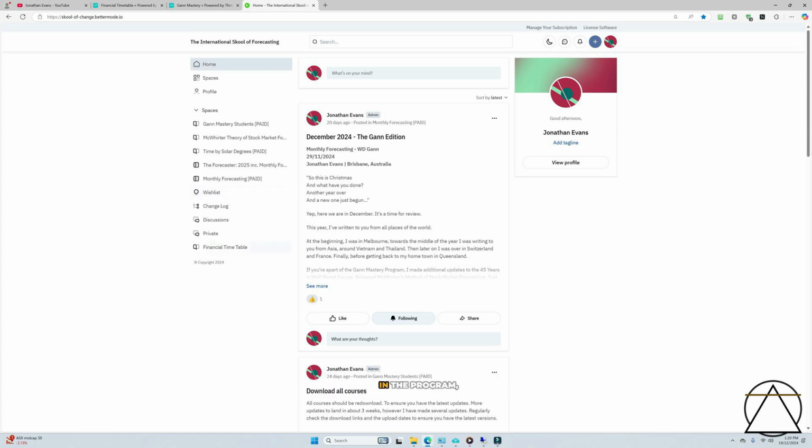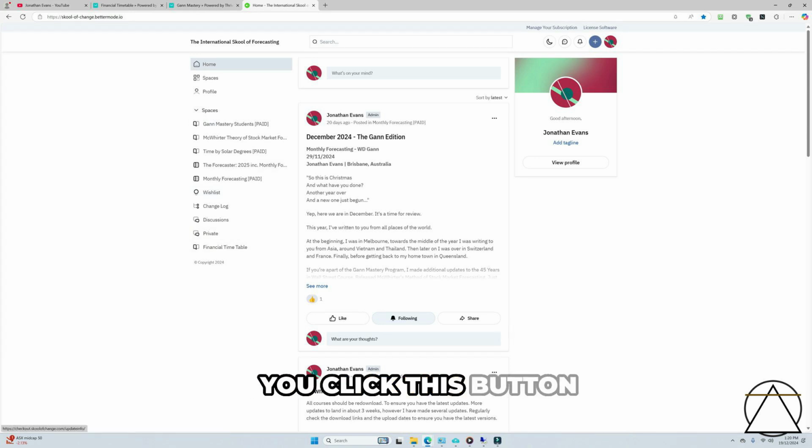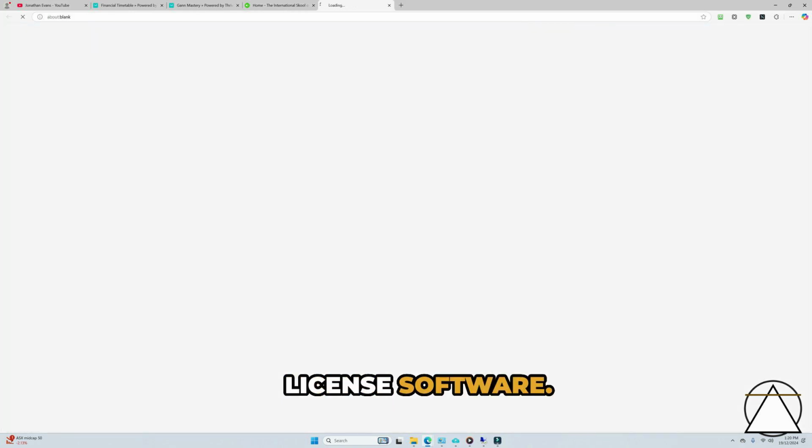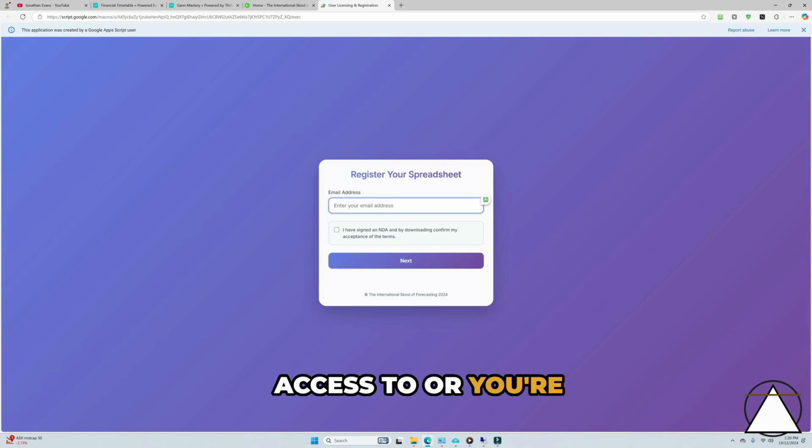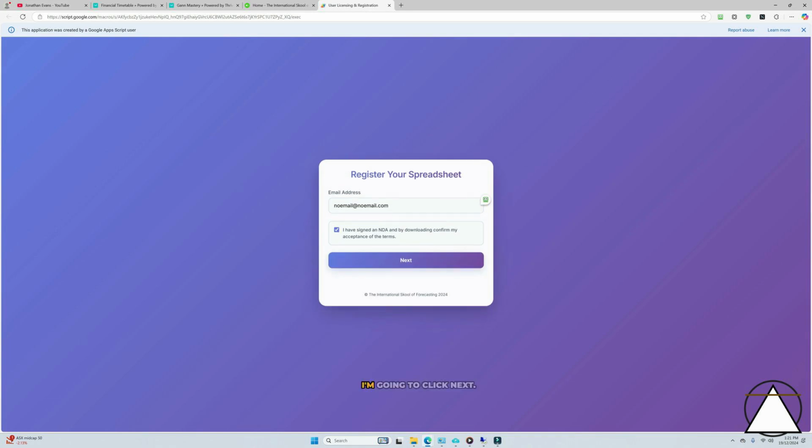So once you've joined the program, let's say you're in the Gann Mastery Program and you want to get access to the tools that are included. Well, you click this button right here which says License Software. So this is now going to enable you to license any software that we've given you access to, or you're going to be able to see what software is available to you. I'm just going to type in one right now, which is just a dummy, and I'm going to click Next.